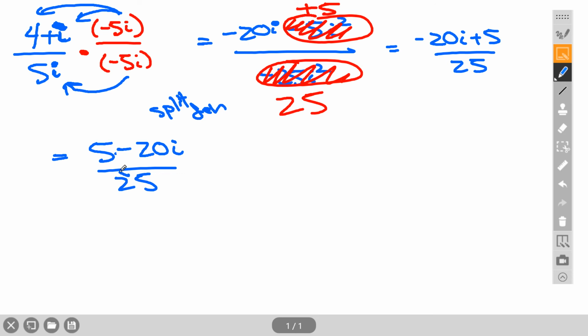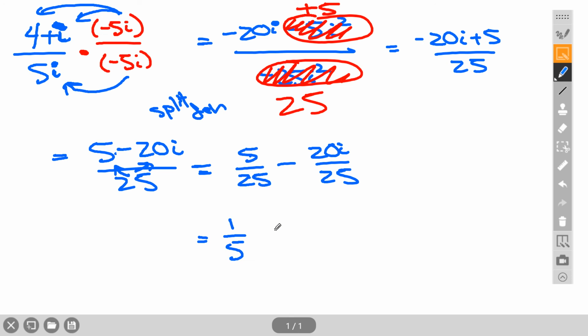Now, this part is where I'm going to split the denominator. What that means is I'm going to distribute the denominator to the real part and the imaginary part. So the real part is 5, so it's going to be 5 over 25. The imaginary part is 20i, so it's going to be 20i over 25. And then I'm going to simplify each of these fractions. 5 over 25 simplifies to 1 over 5, and 20 over 25 simplifies to 4 over 5i.